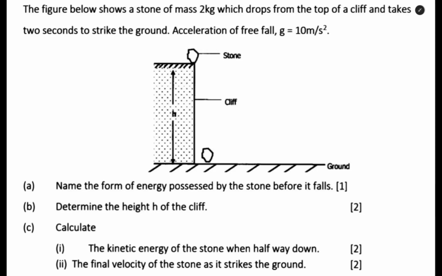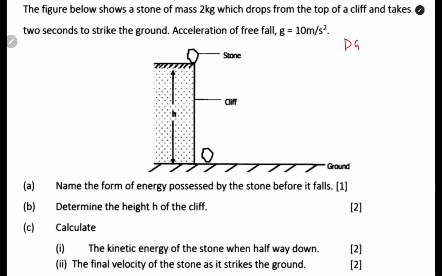In this video, let us have a look at work, energy and power. We are going to go over the concepts surrounding energy conservation. Here is the question that we are going to start with. The figure below shows a stone of mass 2 kg, which drops from the top of a cliff and takes 2 seconds to strike the ground. Acceleration of free fall is equal to 10 meters per second squared.